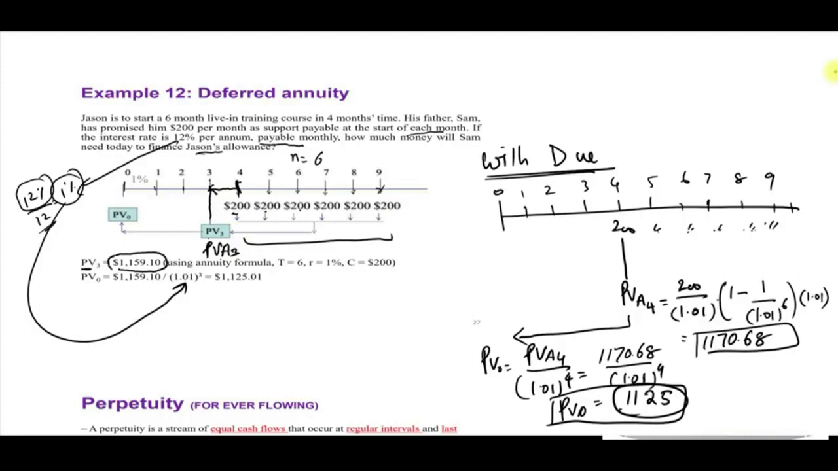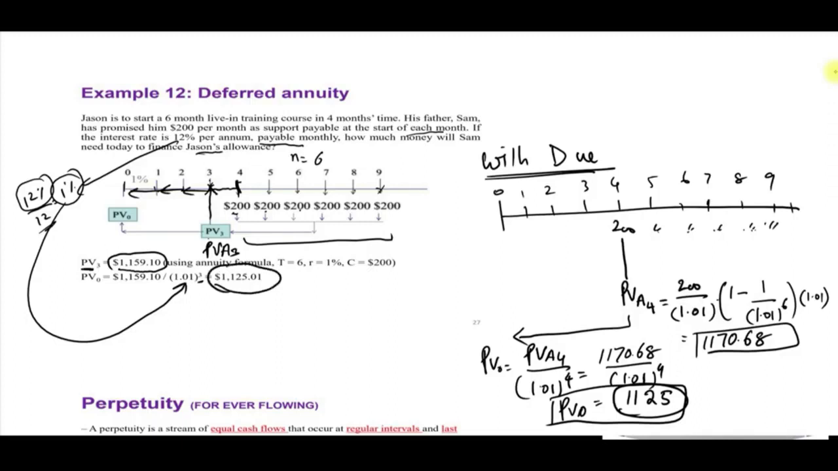1159.10. So remember, this answer is at P3. Once we have the answer here, now we can take it back to period 0. So 1, 2 and 3. For 3 we have to discount it for 3 more periods. Our answer is this one.